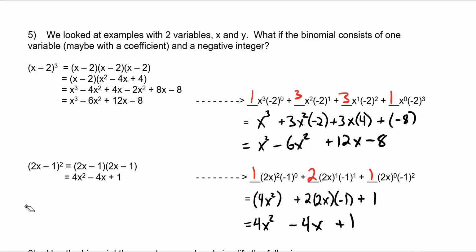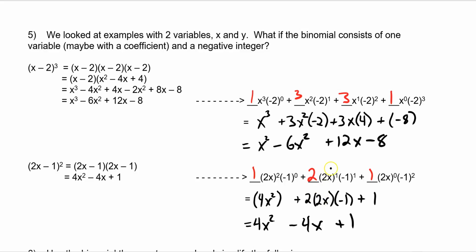Now, you just have to remember your exponent rules here. If we have 2x to the power of 2, that exponent applies to the 2. It also applies to the x. So that gives us 4x squared. A lot of people would just write that as 2x squared, but it's actually 4x squared.